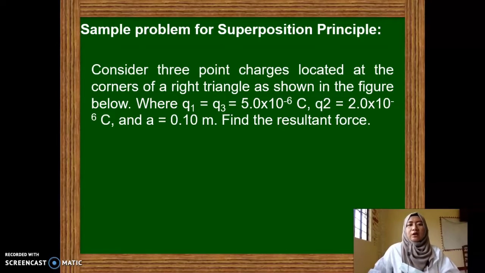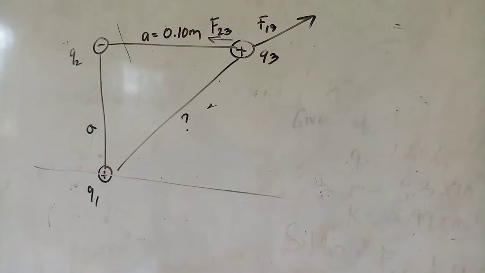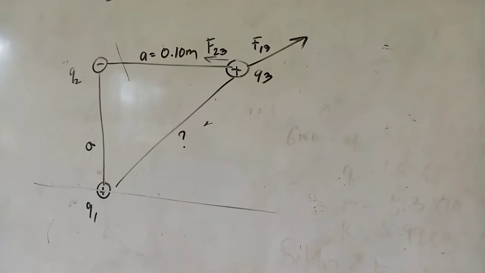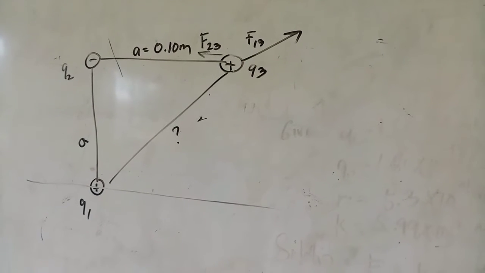Another example for the superposition principle: consider 3-point charges located at the corners of a right triangle as shown in the figure, where charge 1 is equal to charge 3, which is equal to 5 times 10 to the negative 6 coulomb, and charge 2 is equal to 2.0 times 10 to the negative 6 coulomb, and a is equal to 0.10 meters, where a is actually the separation distance between them. So find the resultant force.